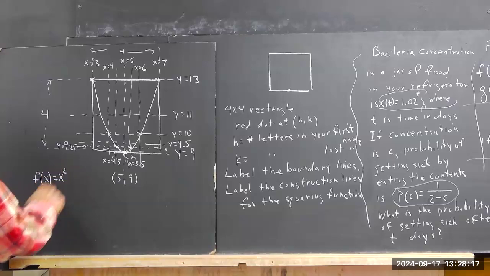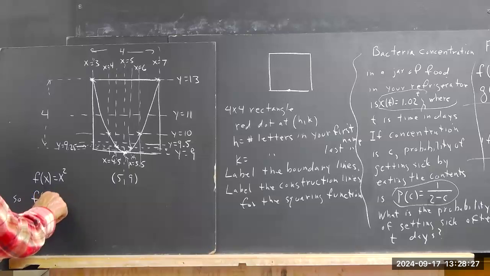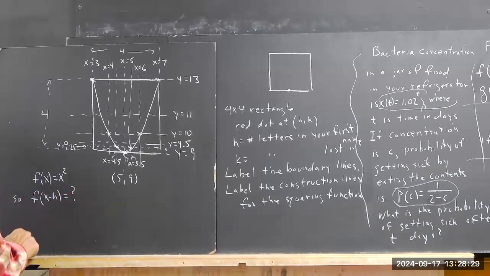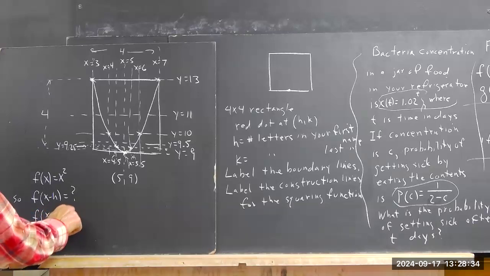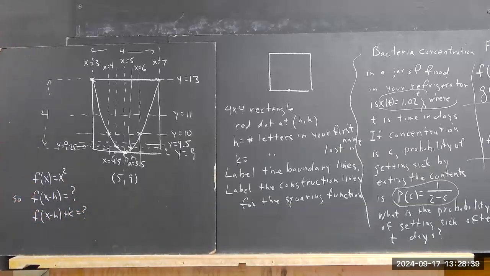F of x equals x squared. Then, just in symbols, if f of x is x squared, what's f of x minus h? Write it down. Don't put the question mark there, put the expression, and then the expression for f of x minus h plus k.